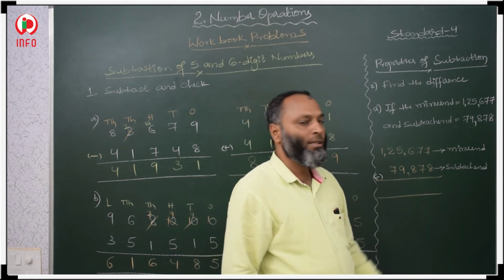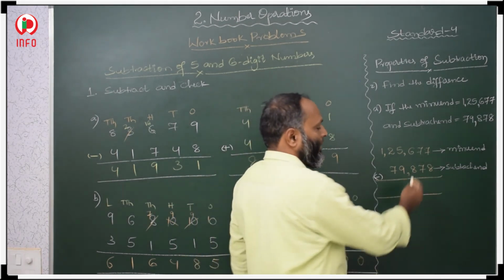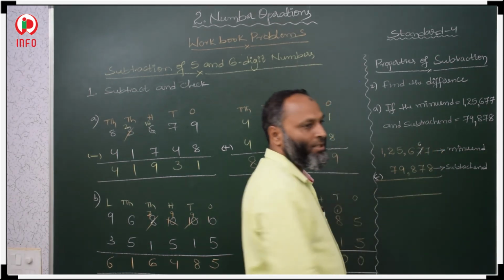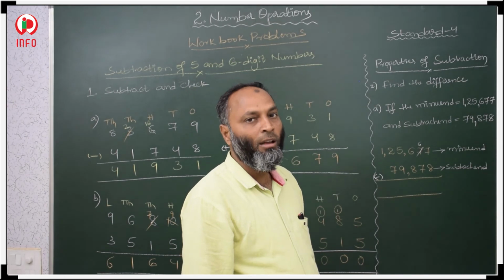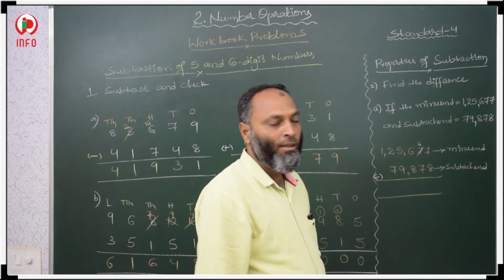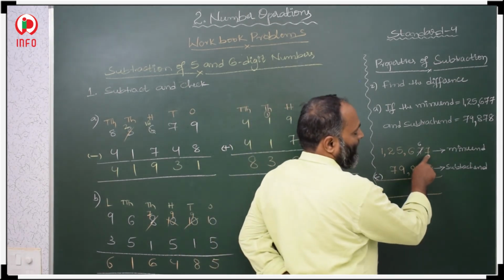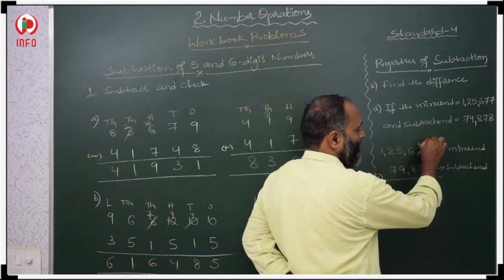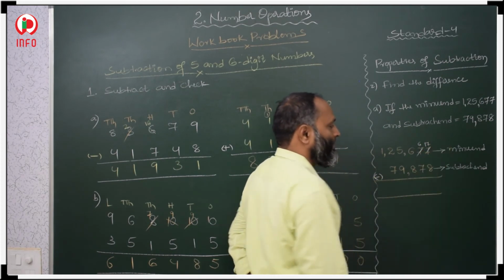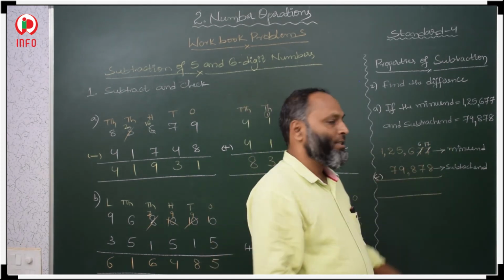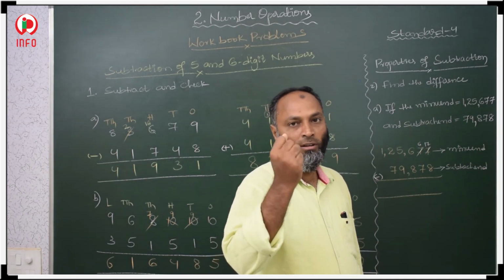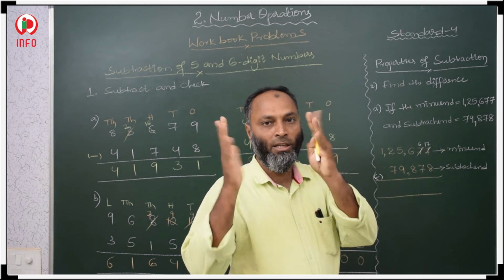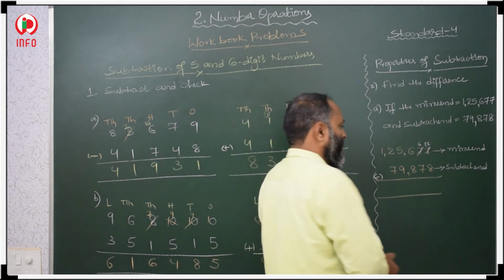7 minus 8, not possible. You take a borrow from here. So 7 tens become 6 tens. Taking 1 ten, 10 ones come and with the 7 ones it makes 17. 17 minus 8 means count from 8 to 17: 9, 10, 11, 12, 13, 14, 15, 16, 17. The answer is 9.